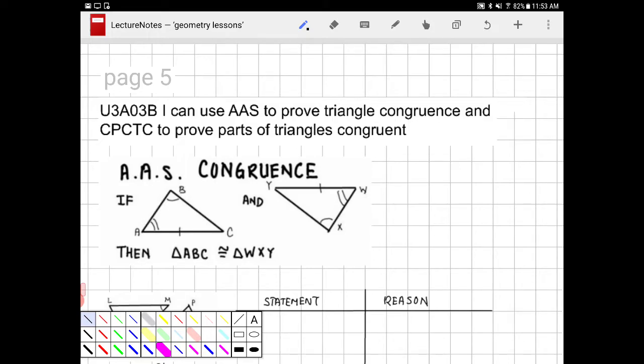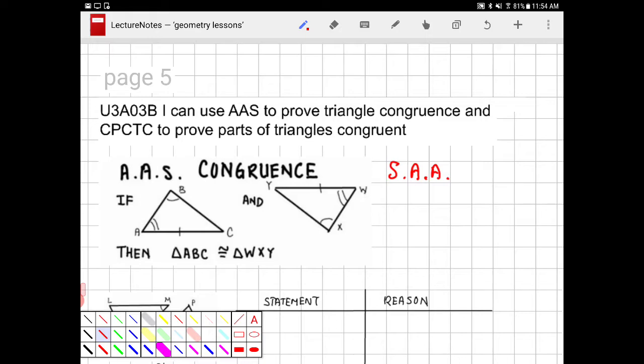So just to do a quick recap, the first theorem that we went over in the lesson series was side-side-side congruence. Second was side-angle-side. The third was angle-side-angle. And then the fourth one is AAS, which is angle-angle-side. Or, actually, an alternative way of reading angle-angle-side can be read like this. It could be written as SAA.